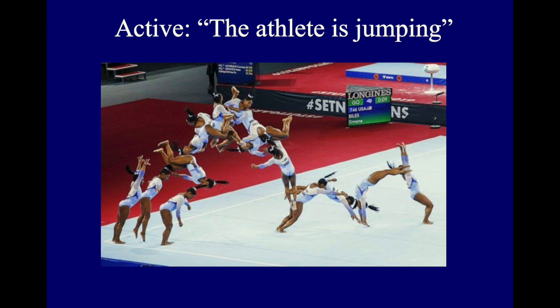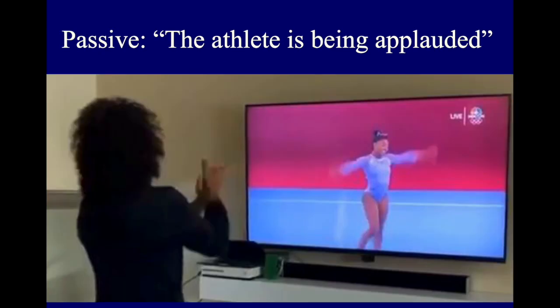So the athlete is jumping means that the athlete is the one who is doing the action. The subject is the one doing the action. We call this an active verb. We could say this a different way. We could take a different perspective on it. We could instead look at the athlete.